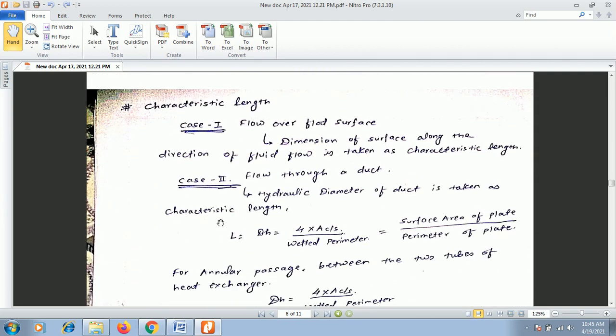Characteristic length for flow over a flat surface is the dimension of the surface along the direction of fluid flow. For flow through a duct, the hydraulic diameter of the duct is taken as the characteristic length. The hydraulic diameter of the duct is equal to 4 into cross sectional area divided by wetted perimeter. It is also equal to the surface area of the plate divided by the perimeter of the plate.